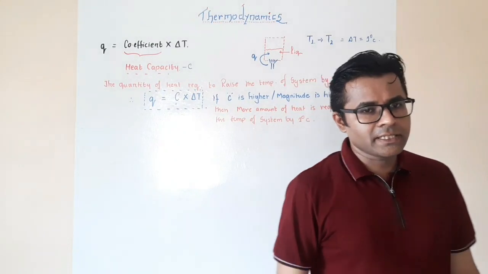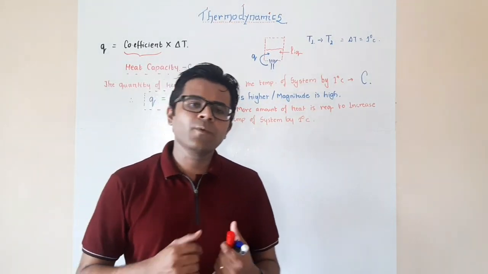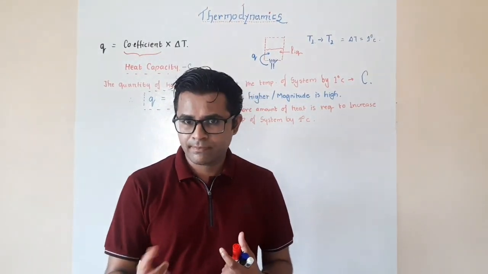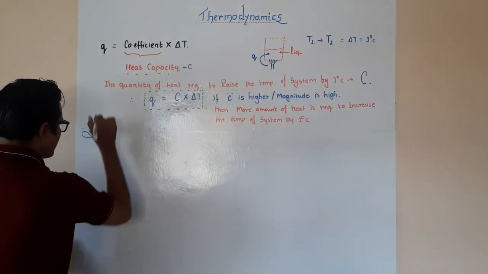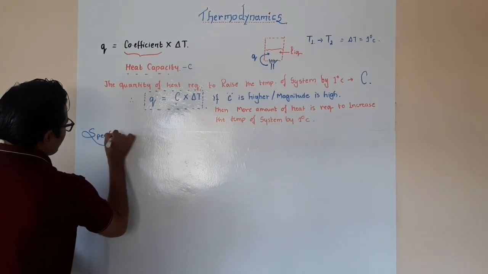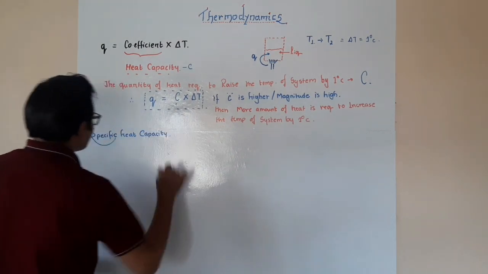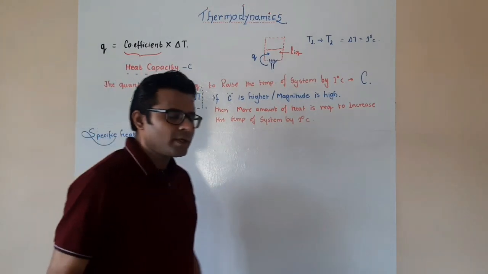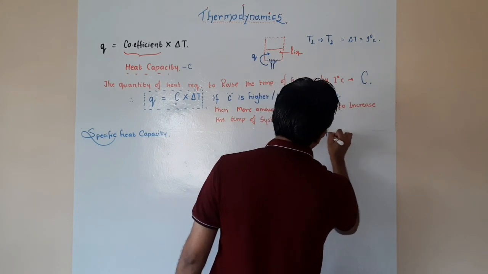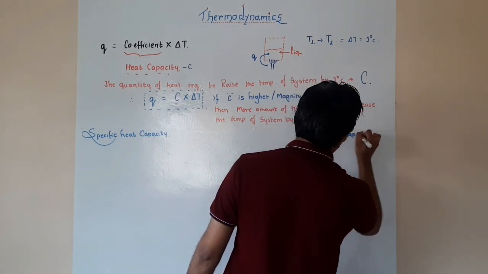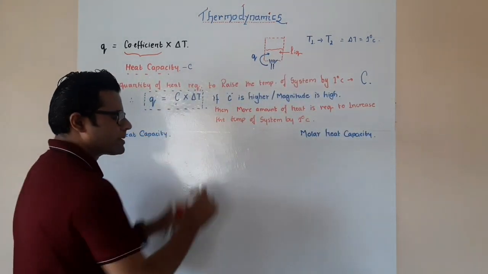Now, heat capacity, there are two types. One is called the specific heat capacity, and the other one we call the molar heat capacity. So first one is the specific heat capacity, and the second one is the molar heat capacity. Let us write it down over here. Now first let us understand what exactly we mean by specific heat capacity.